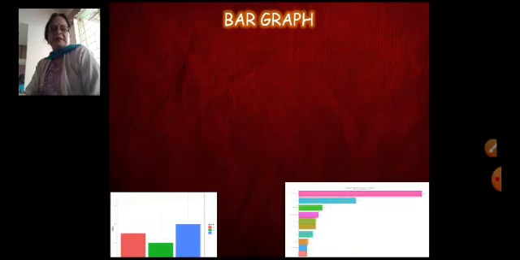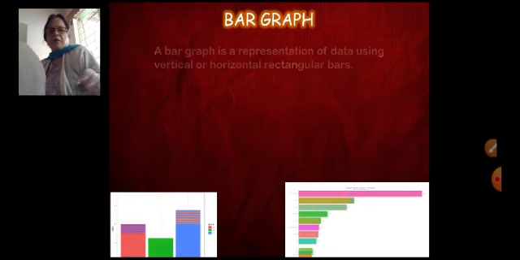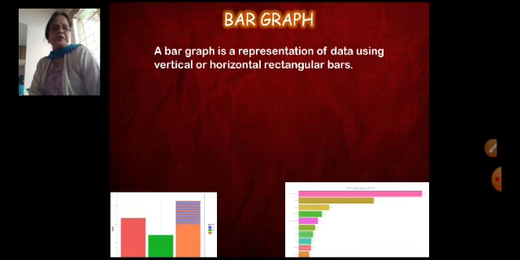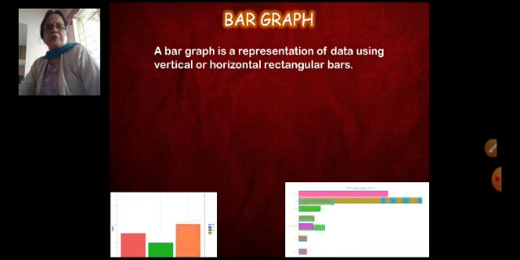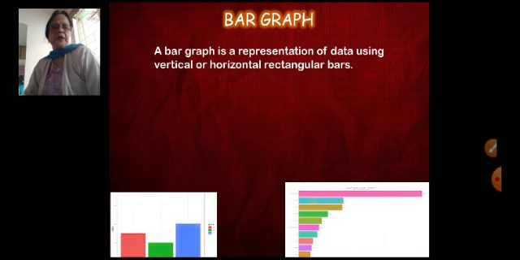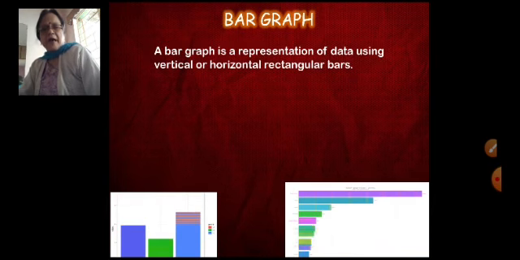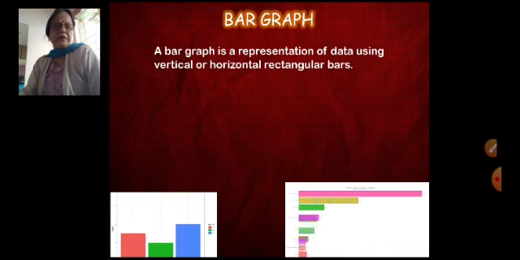Now, let us see bar graph. Bar graph is a representation of data using vertical or horizontal rectangular bars. As you can see, here are vertical bars and horizontal bars.